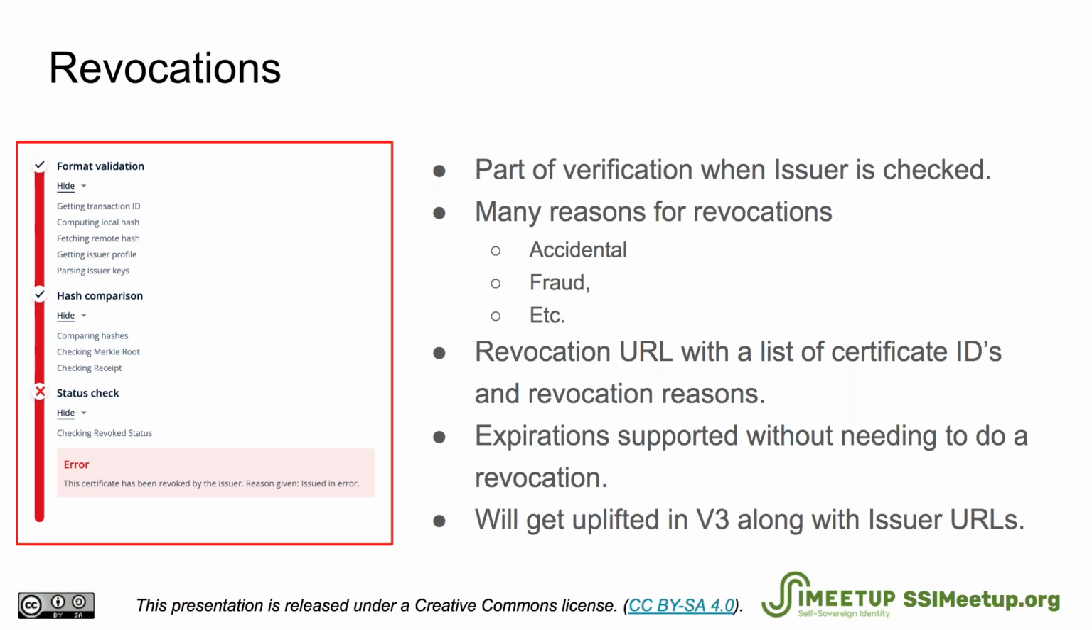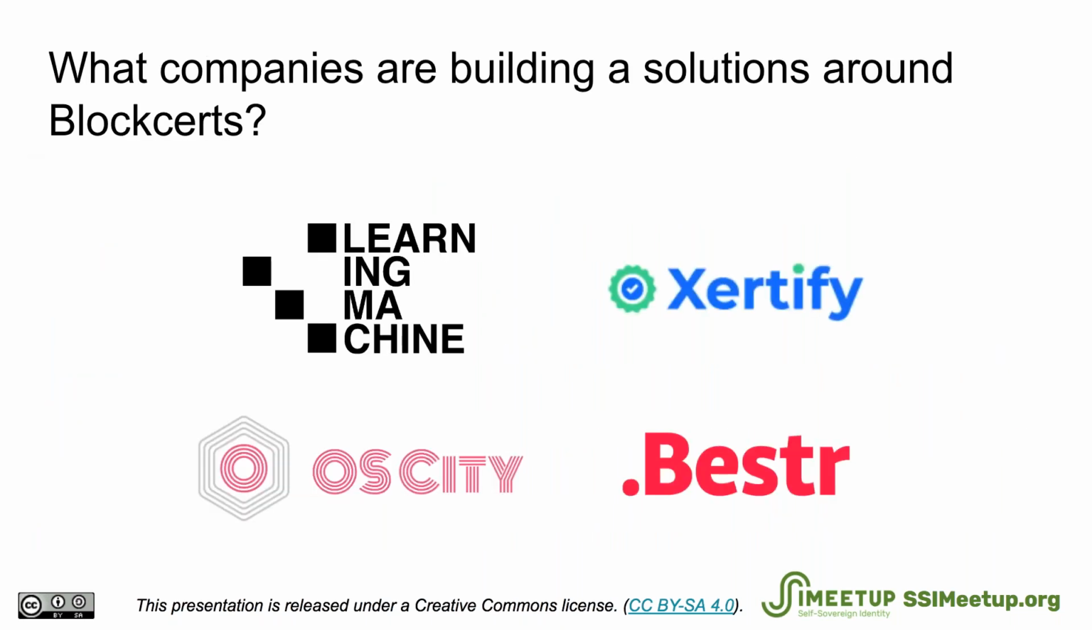And there could be many reasons for that, such as they issued it accidentally, the recipient was found out to be a fraud, or they cheated on a test or something. But yeah, we also support expirations without the need to do these manual revocations. But the whole aspect of revocations and issuer URLs should get a big uplift in version 3, which again I'll talk about later. I think that's it for that slide, Daniel. And I think, yeah, you're up.